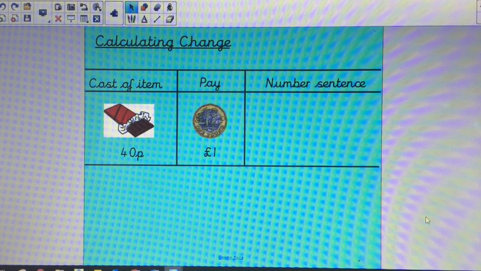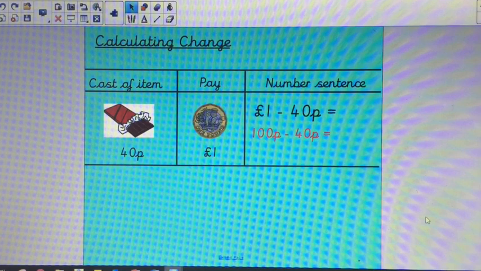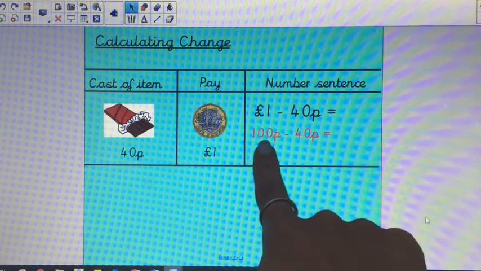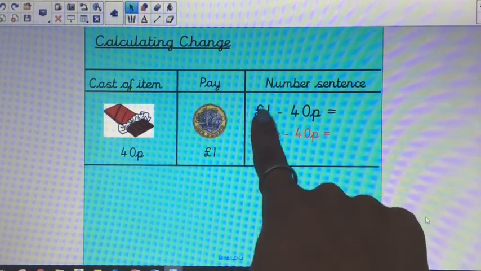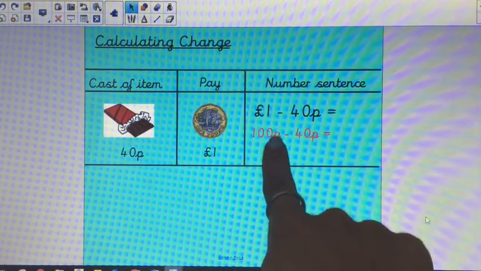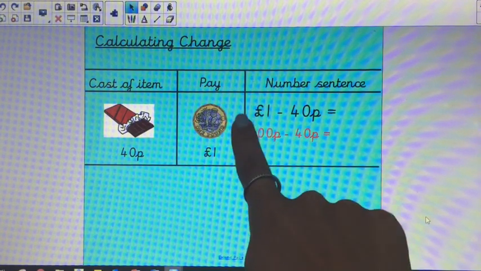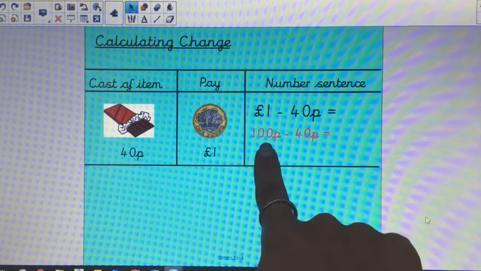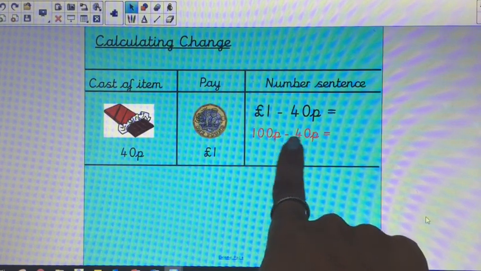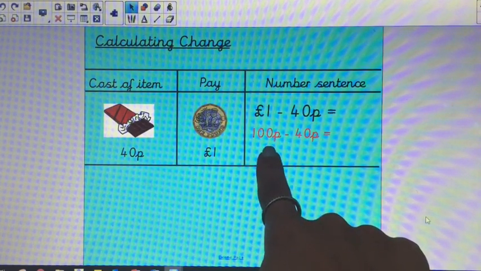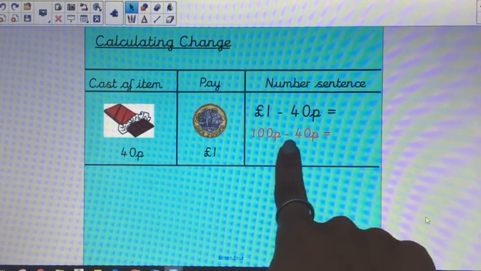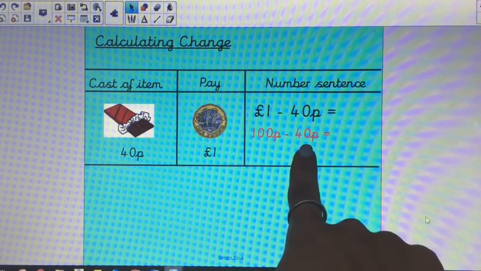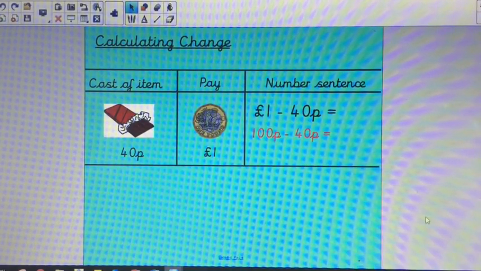Ready? My number sentence is going to be £1 take away 40p. But remember that there are 100 pence in £1. So to make this easier, I need to convert my £1 into 100p so that I can work it out a little bit easier. So 100p take away 40p. Can you work that out for me?